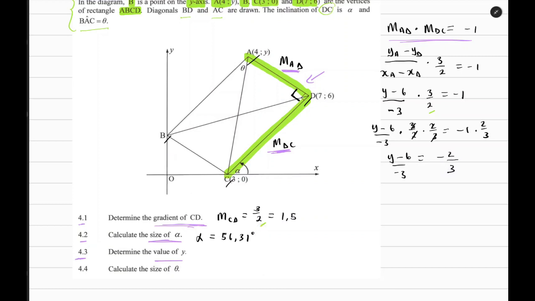Now we can use cross multiplication. -2 times -3 is +6, equals 3 into (y minus 6). So we can say 6 equals 3y minus 18. If you take negative 18 to the other side, you get 24 equals 3y. Divide both sides by 3. Therefore, y should be equal to positive 8.